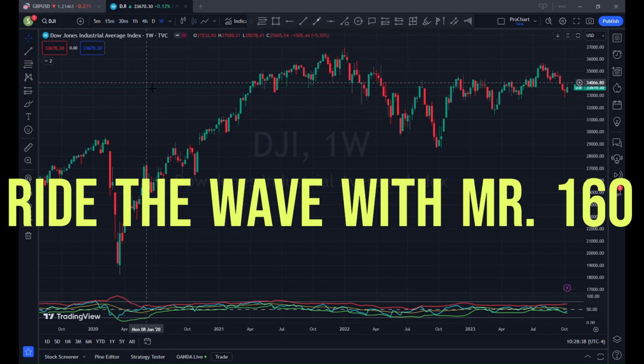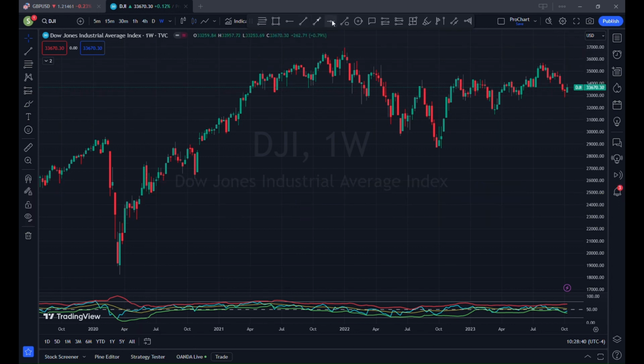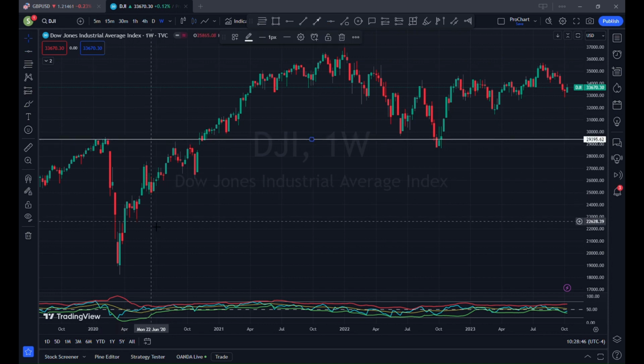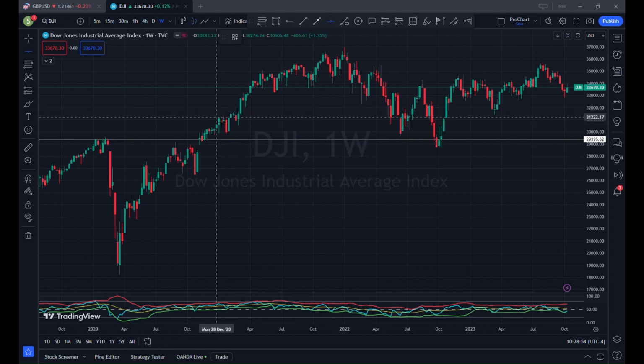So let's do our weekly support and resistance. I'm going to start right here at the top of this area there. All right, that's one. I'm going to keep going. I'm going to see some more areas I like here. Let's do this one again. There. And of course, we're going to do one more.